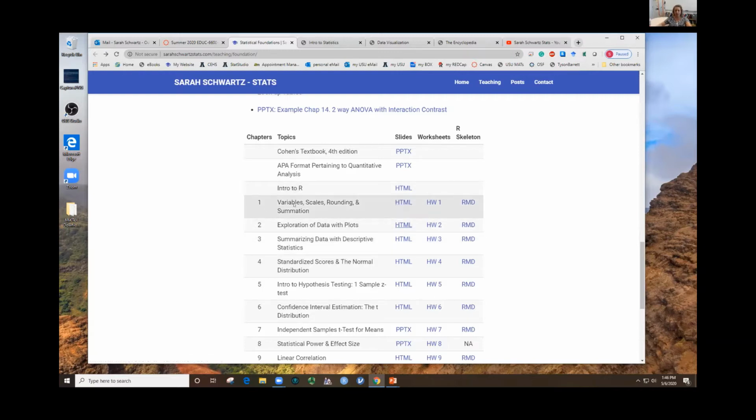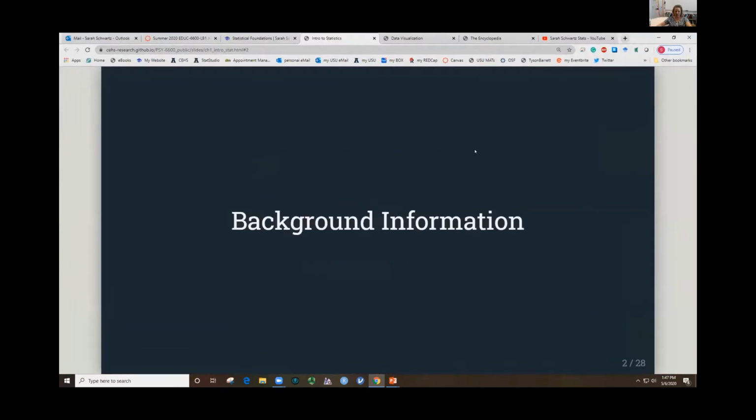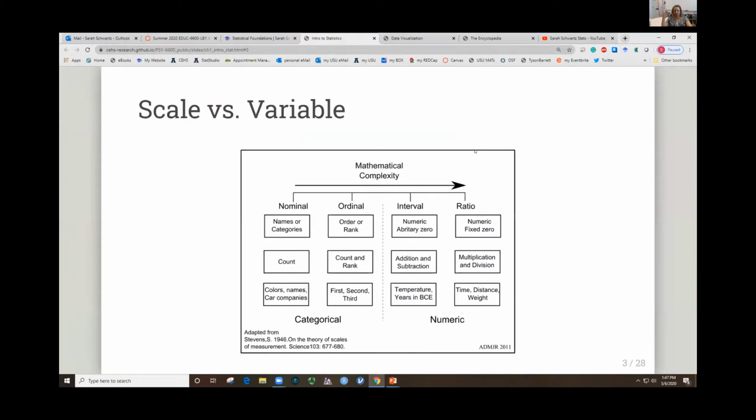So I'm going to start with Chapter 1, Variable Scales, Rounding, and Summation, and it's an HTML. If you click there, it should open up the slideshow. And these slides that are HTML were written in R. So that's kind of handy for me, and it helps show you some of what R can do. So this is a nice diagram.